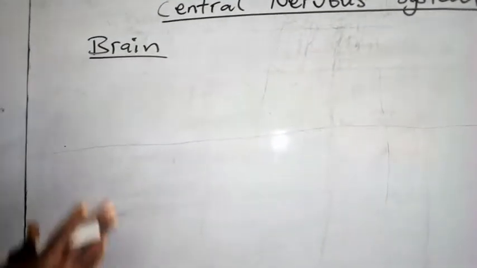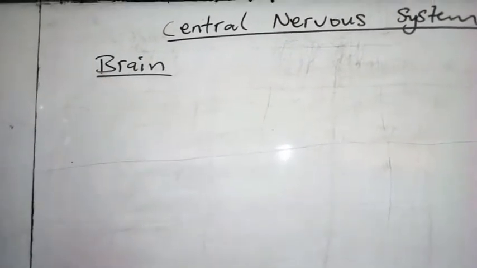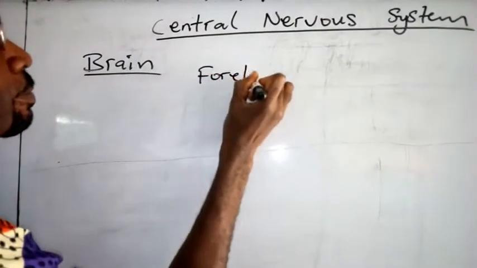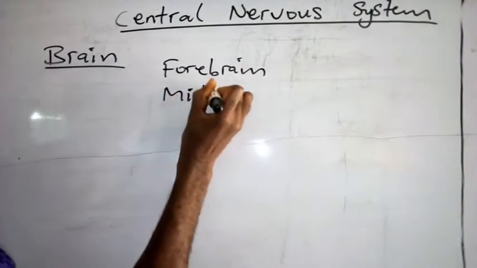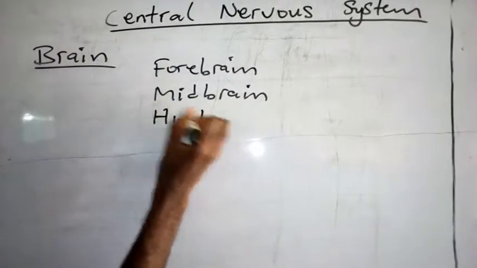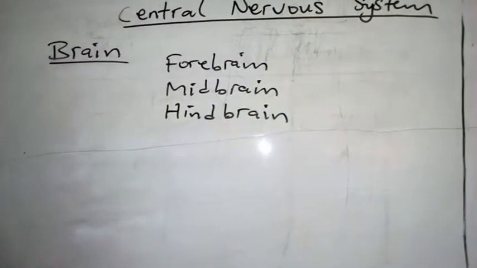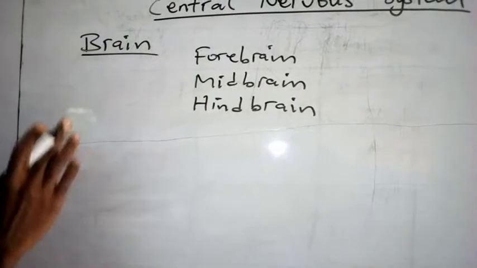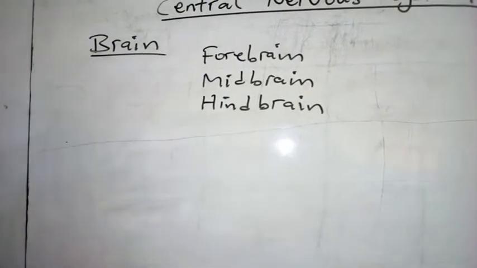Every vertebrate possesses a brain. Now the brain is divided into three parts. We have the forebrain, we have the midbrain, and we have the hindbrain. So these are the three categories. The brain is divided into these three categories. Before then, where is the brain located? The brain is located inside the skull.